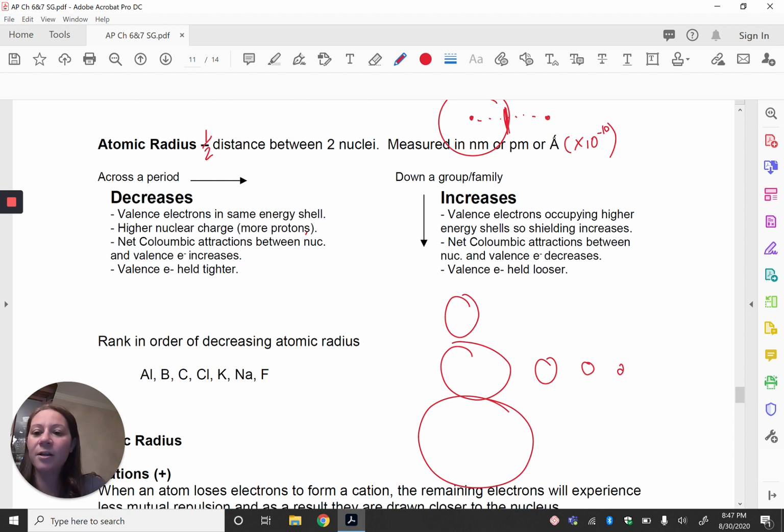And therefore, because there's much more attraction, the valence electrons are held tighter. And so the space that the atom takes is smaller. The radius gets smaller because there's more attraction between the nucleus and the valence electrons.